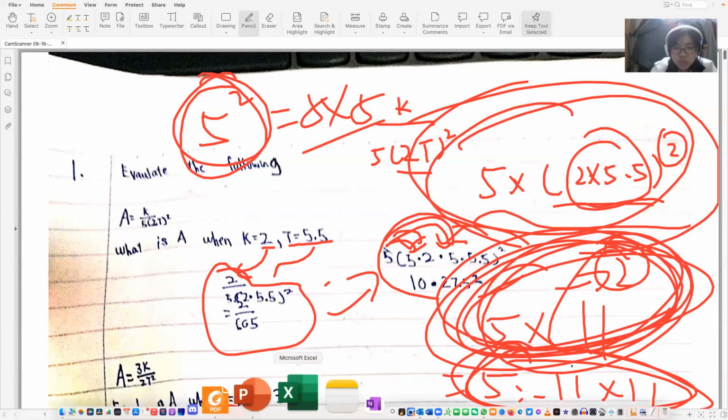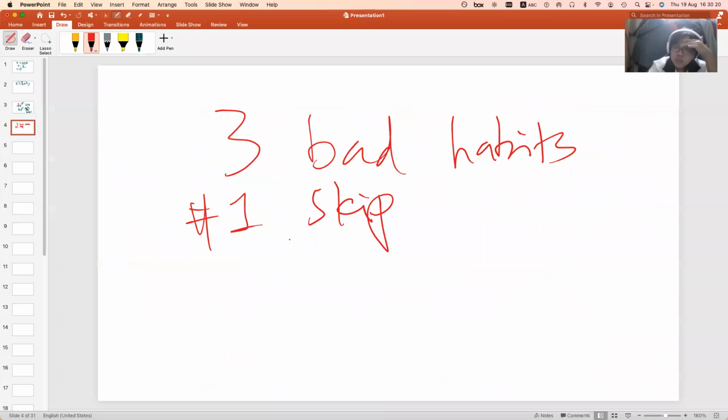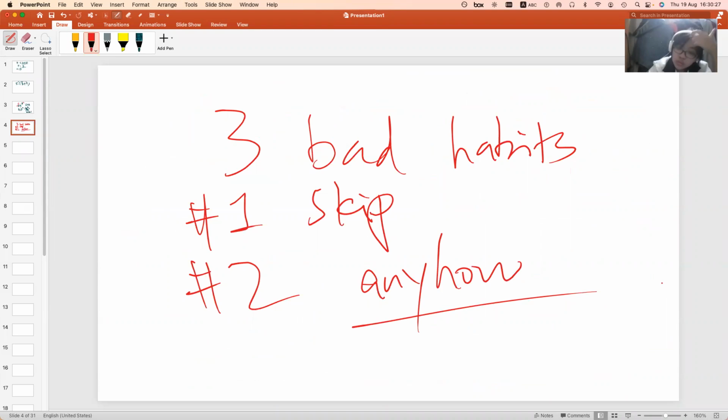That's your second habit. What's your second bad habit? Use wrong words or terms. Anyhow. This is a 90 degree. This is not a 90 degree. Somehow you still force it to be 90 degree. This is called anyhow.